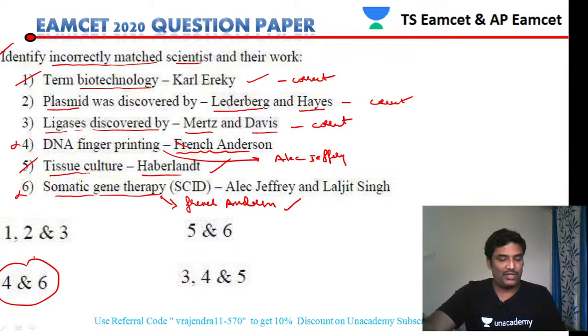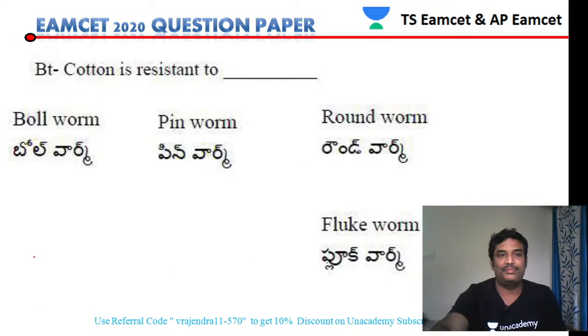Your sister got 601 rank. You are telling me your sister got 601 rank. Okay, it's a good rank. She may get in Andhra University. So she can join at Andhra University.